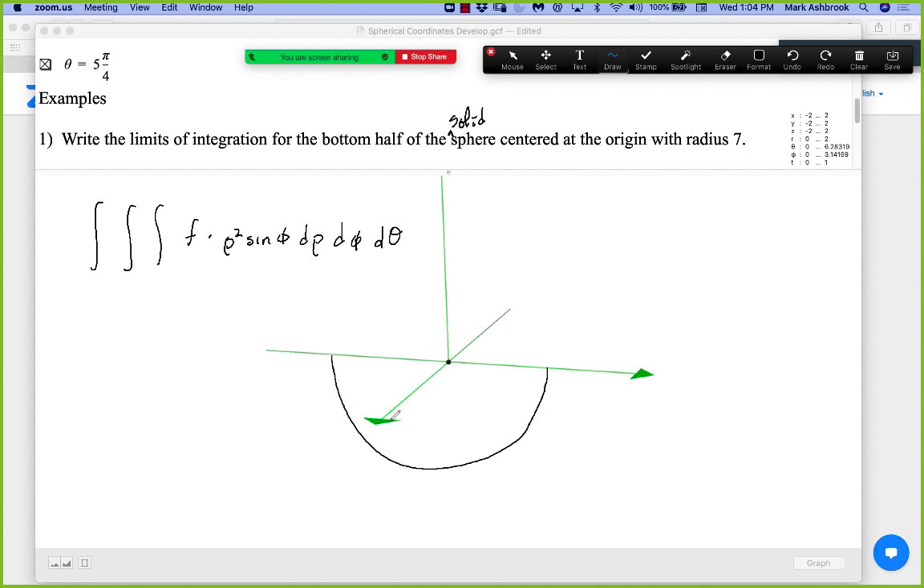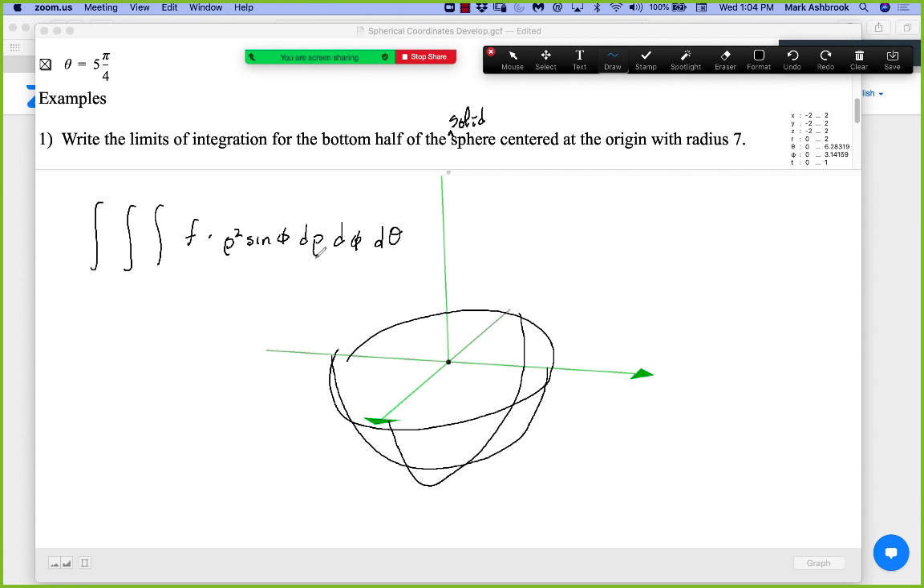Something like that. And now we just have to apply our understanding of rho, phi, and theta to get the limits that are going to get every point in that solid. We want to cover every point in that solid half sphere.